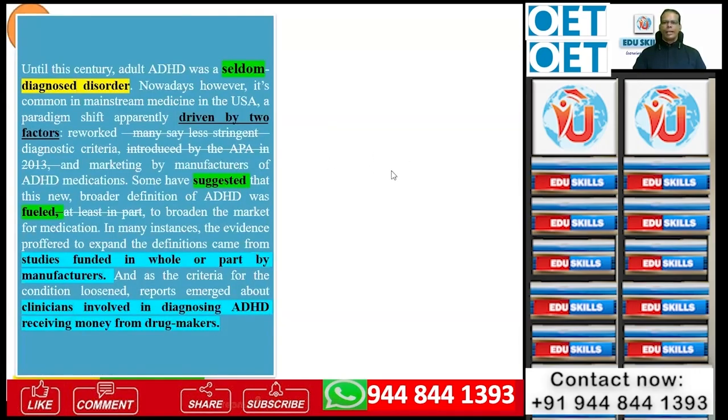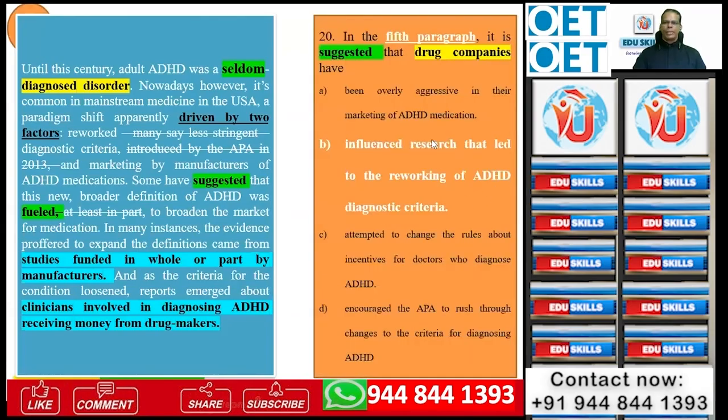Okay, influence research that led to the reworking of ADHD. The synonymous language used for influenced is fuel, involved in getting money, and funded by the manufacturers. All these are influences: giving funds for studies on ADHD and also bribing clinicians and fueling or encouraging the diagnosis of ADHD, all by drug mafia or marketeers is important. So only this particular thing is true here.